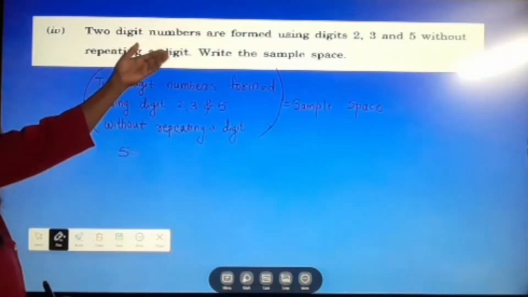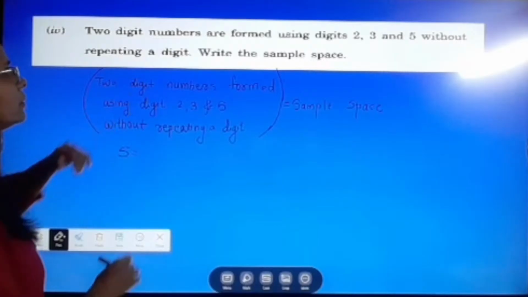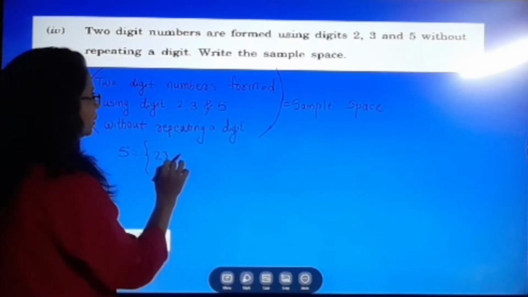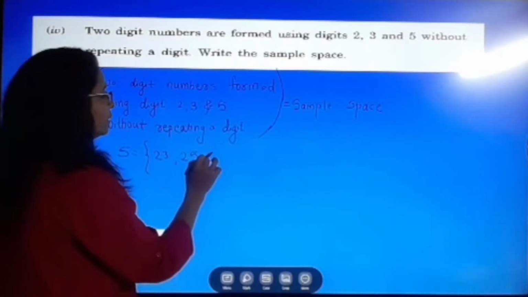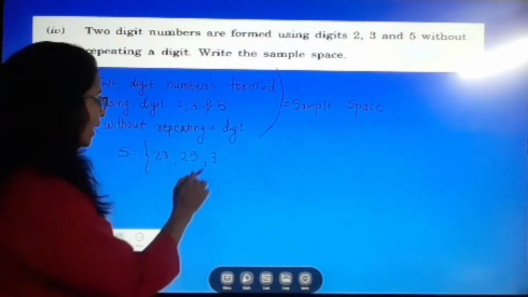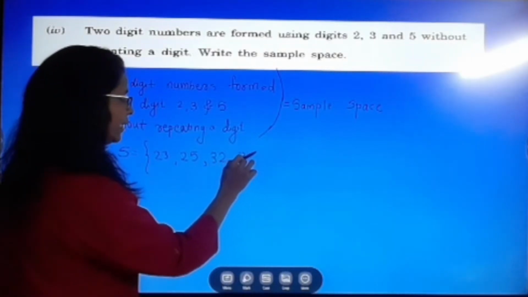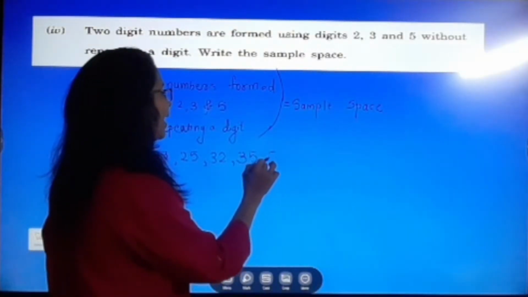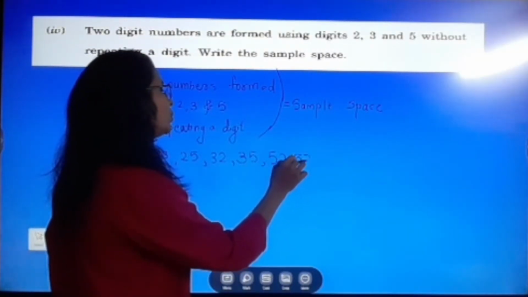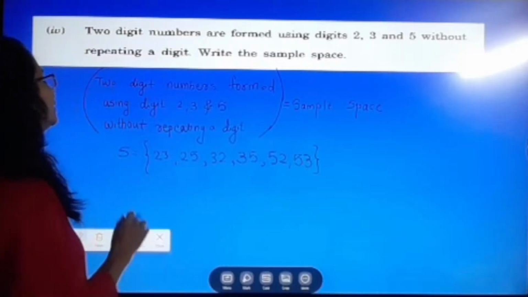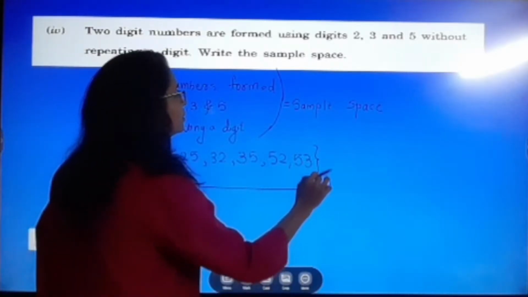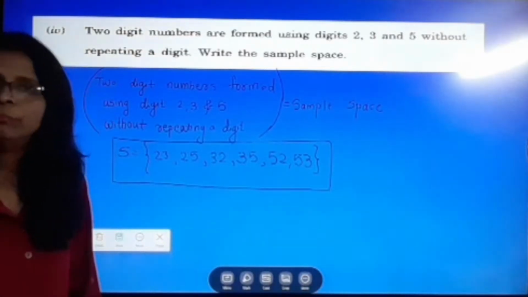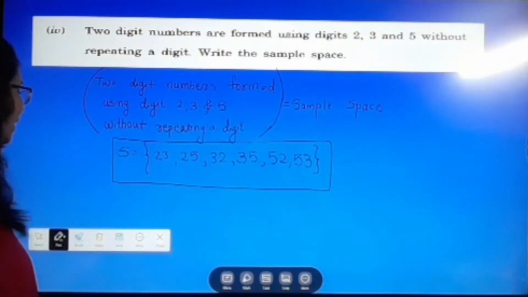So here the numbers are: first I take out the 2, so 2, 3 and 2, 5. Then take the 3 first, so 3, 2 and 3, 5. Then take the first number 5, so 5, 2 and 5, 3. Yes, students. So this is the sample space of the given two-digit numbers. Okay, students, then the next example.